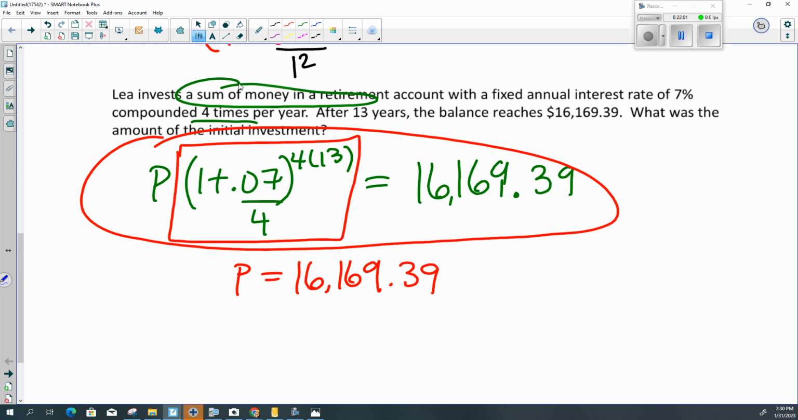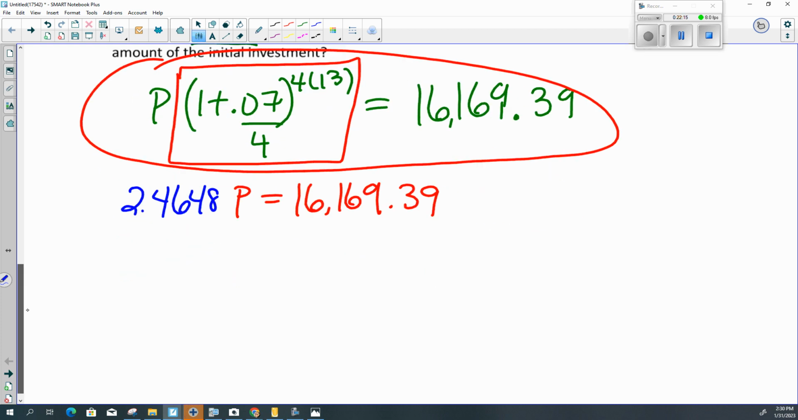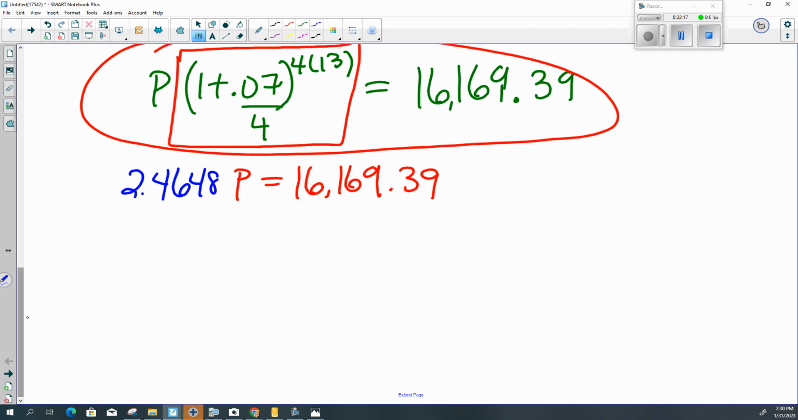We get on autopilot. Okay, it sounds like some of you got it. 2.4648. Since we're right in the middle of the problem, don't round yet. Don't round too much yet. Is it going to be that hard to go back and put the 4.8? Okay, now Sawyer, how do I solve for P? How do I get the P by itself? What's the inverse operation?